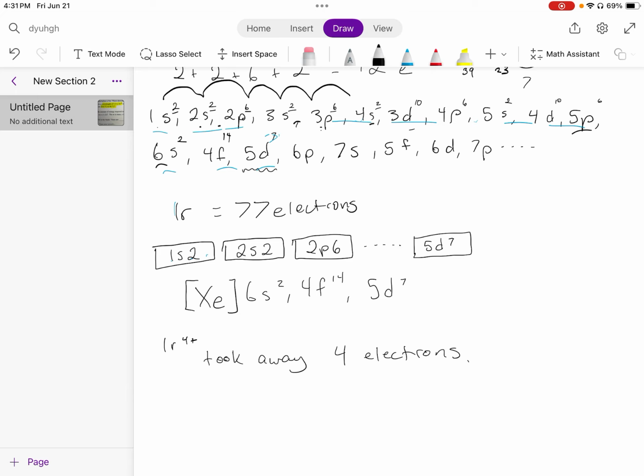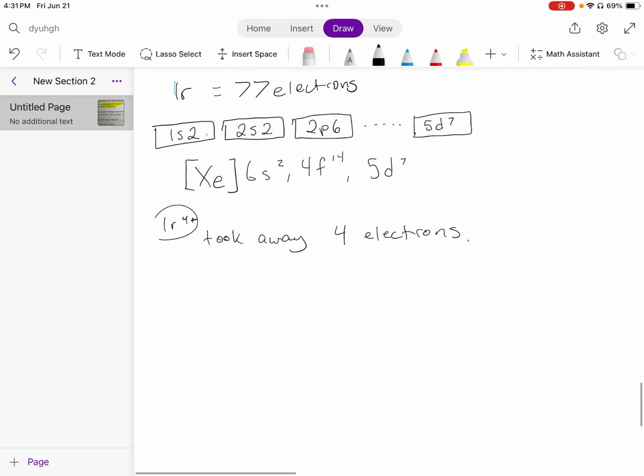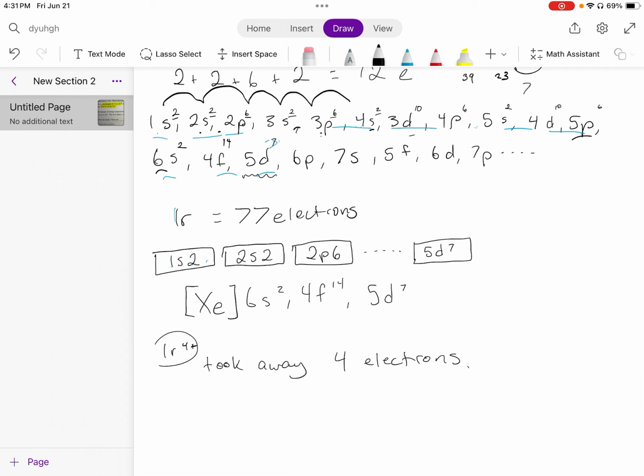Which makes sense because electrons are negatively charged, so if you're taking away these negative charges, you'll end up with a more positive substance, right? So instead of having 77 electrons, we took away 4. Now we're going to have 73 electrons to work with.